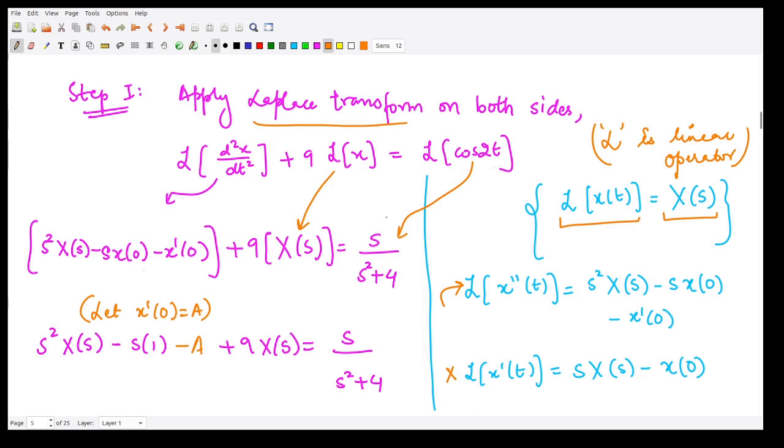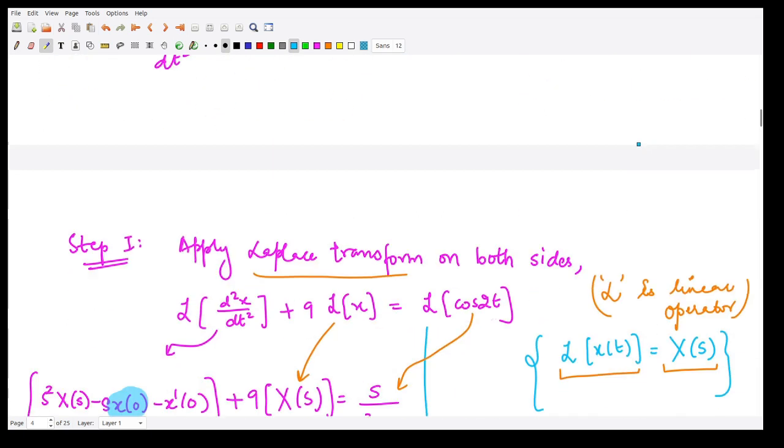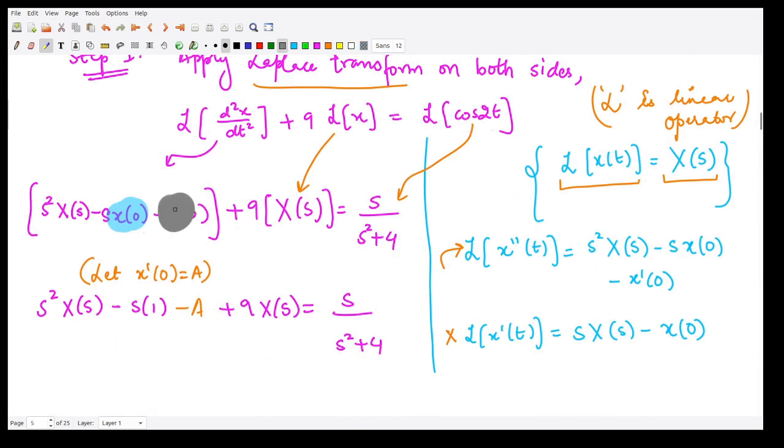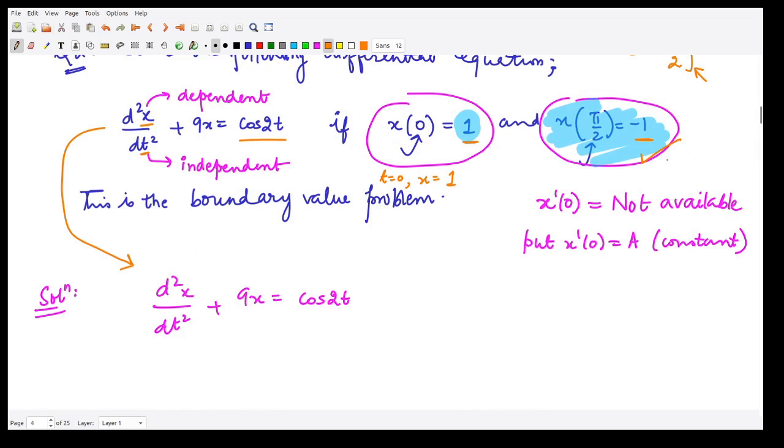Now here we will substitute the values of the constants. That means we will substitute x of 0. It is given in the question to be 1, but we are given another value at pi by 2, which is equal to -1. So this particular term x dash 0 is not available to us. What do we do in this particular case? In this case, we'll assume x dash 0 to be equal to a, so that this quantity becomes minus a over here. And at the end, we will find out the value of a using the given right hand boundary condition.